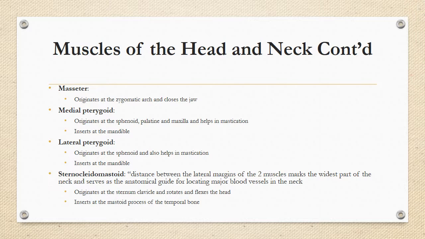Now this one here, your sternocleidomastoid. Let's pronounce it again, sternocleidomastoid. This is the distance between the lateral margins of the two muscles, and what you should know is that it is the widest part of the neck, and it serves as an anatomical guide for locating major blood vessels in the neck. This is important for embalmers, so when you're trying to locate vessels, you know that you'll be starting at the sternocleidomastoid. It originates at the sternum and clavicle and rotates and flexes the head.